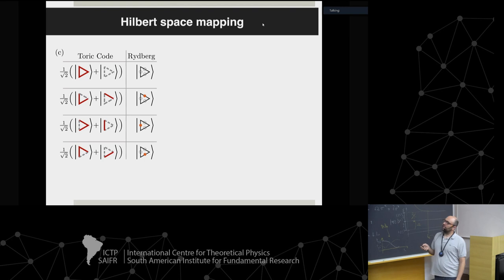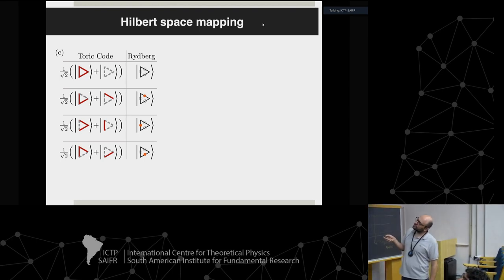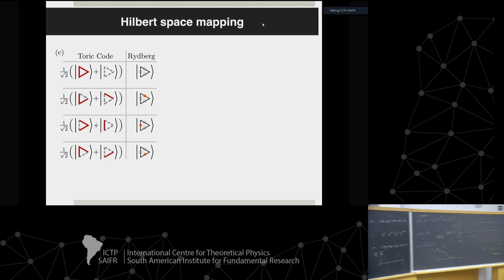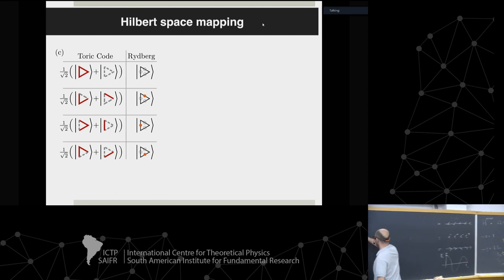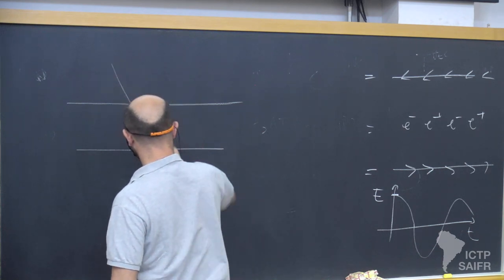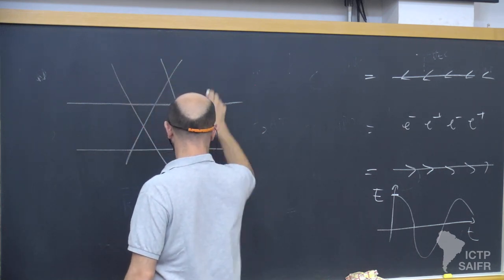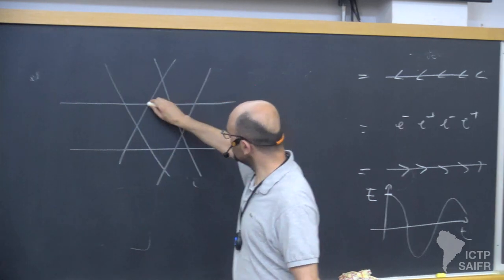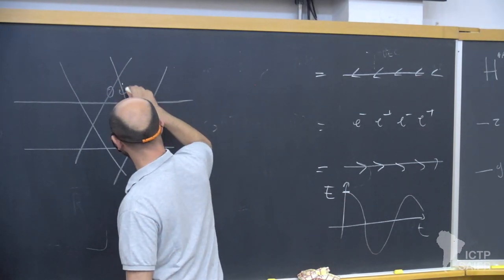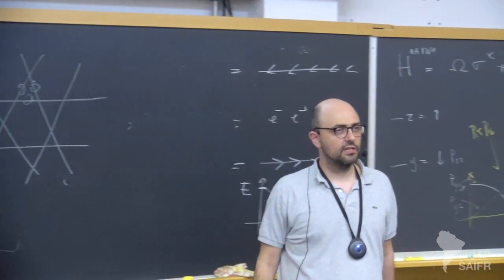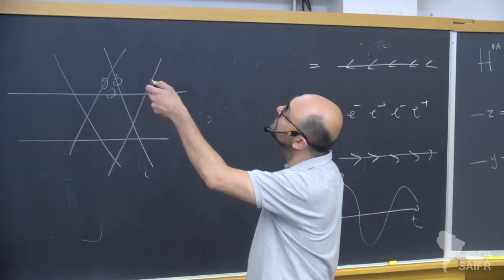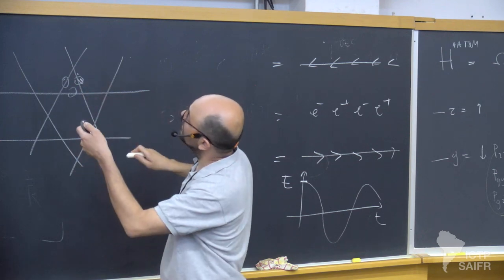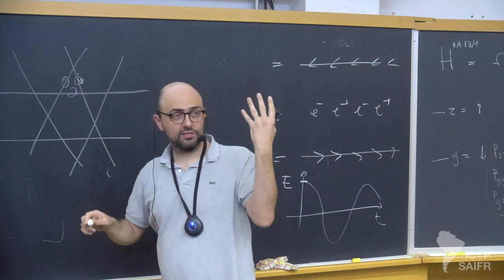And the idea is the following. You can look at what are the possible... okay, let me draw a Kagome lattice here. You can take the triangles of your Kagome and look at what are the possible states of these three Rydberg atoms. The number of states is not infinite. Either you have no Rydberg atom, or you have one Rydberg atom here, or here, or here. So there are only four possible states.